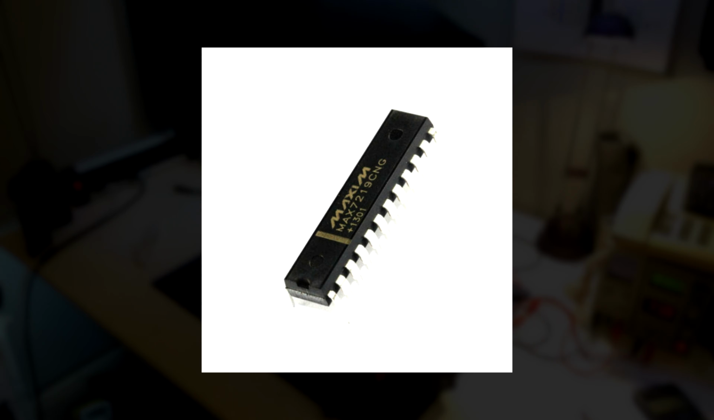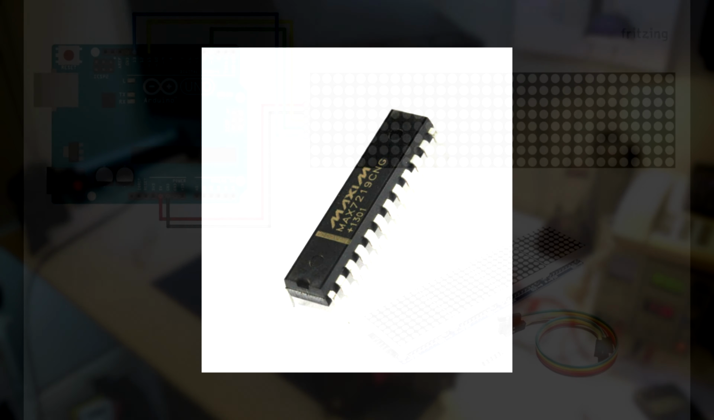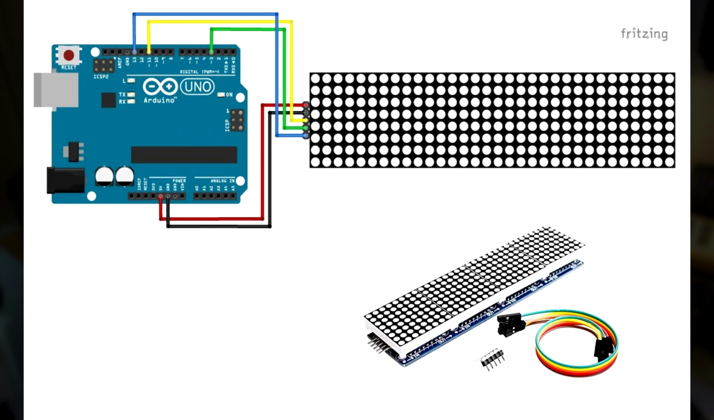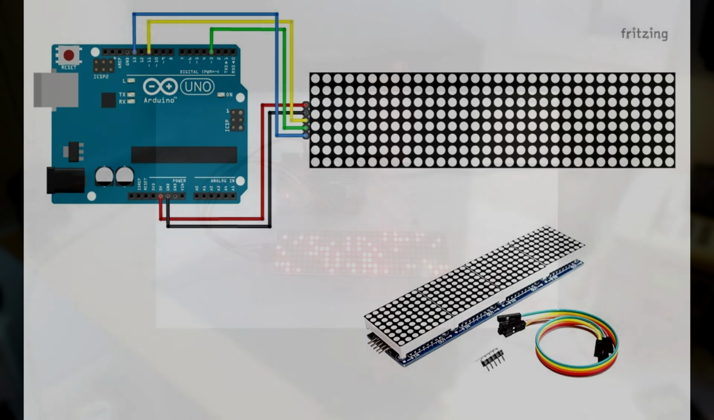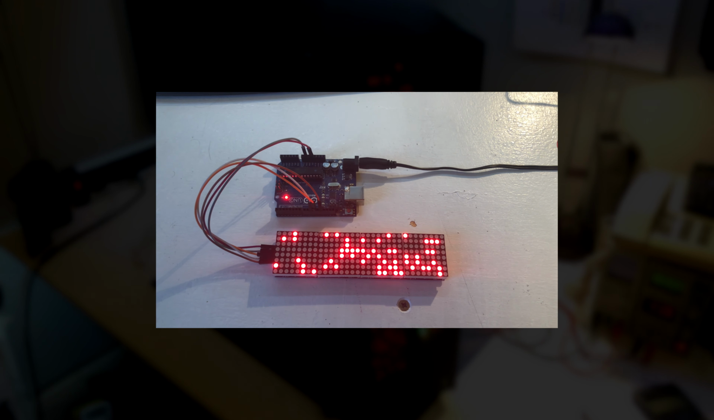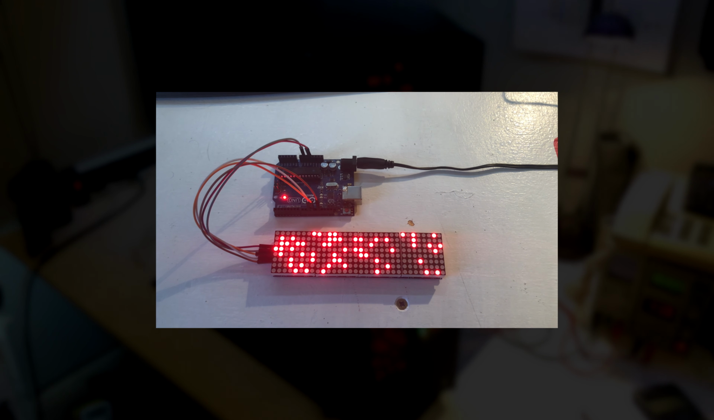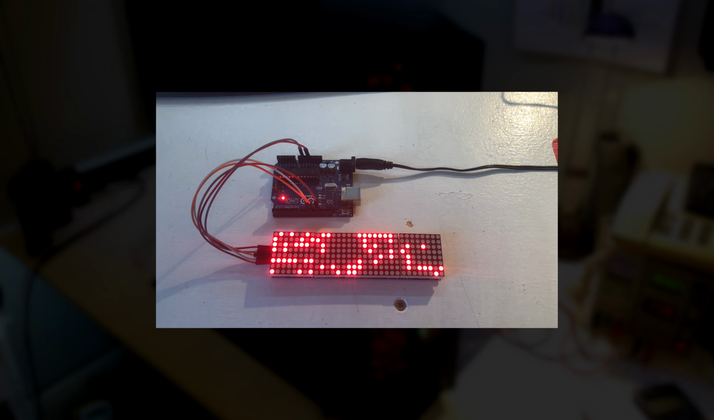The matrix module is based wholly around a MAX7219 LED driver, driven from an Arduino Uno over an SPI interface. Here you can see the Arduino running the MAX7219 LED matrix module. Here are a few of the steps I went through to get the whole thing running.